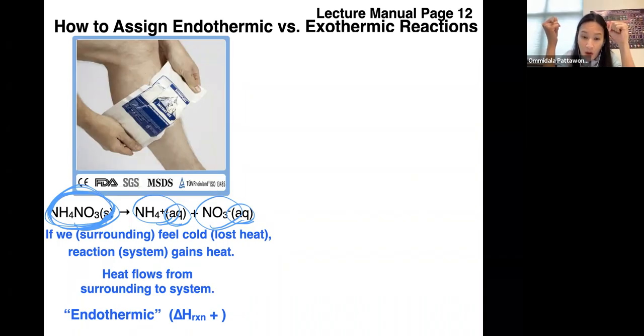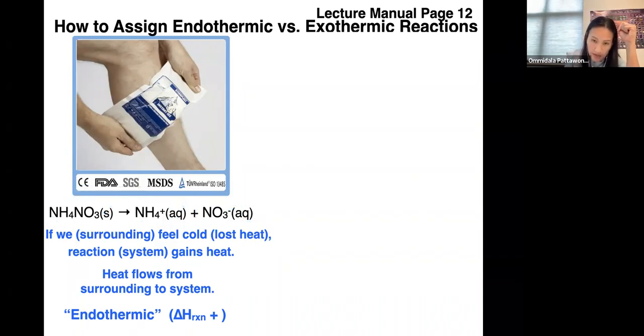So therefore, the enthalpy or the heat of reaction in this case is going to be positive. That means in order to make solid ammonium nitrate become aqueous in solution, you need to dissolve it in water, and it's going to absorb heat. Okay, so that's what it means.